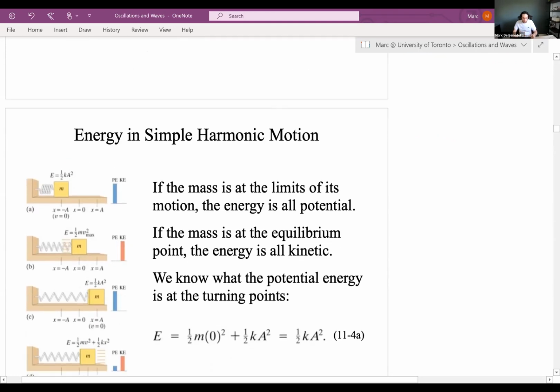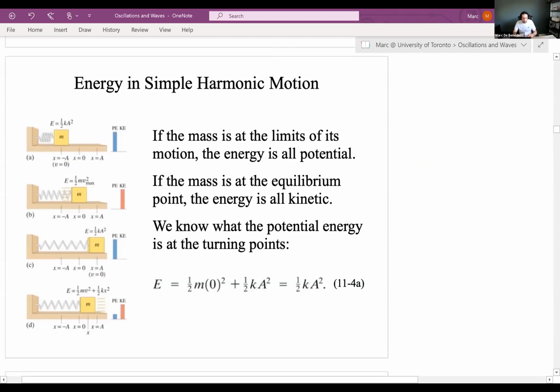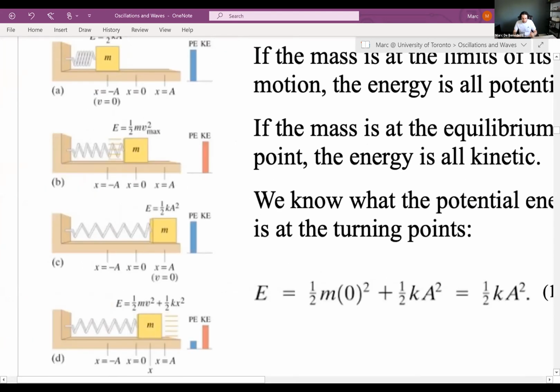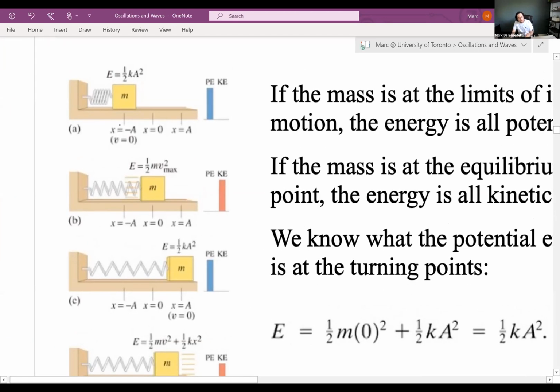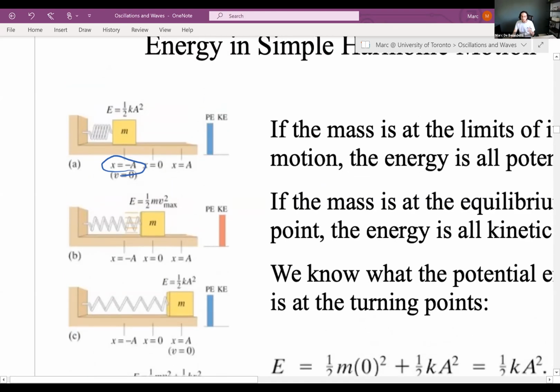Okay, so what does this mean? Well, originally, someone has manually pushed this block into place, and it's located at x equals negative a. So the amount of energy in the system is the sum of kinetic and potential. This object isn't moving because you're holding it at x equals minus a, so there is no kinetic. Kinetic is 0, and all of the energy is sitting in potential, 1/2 k a squared.